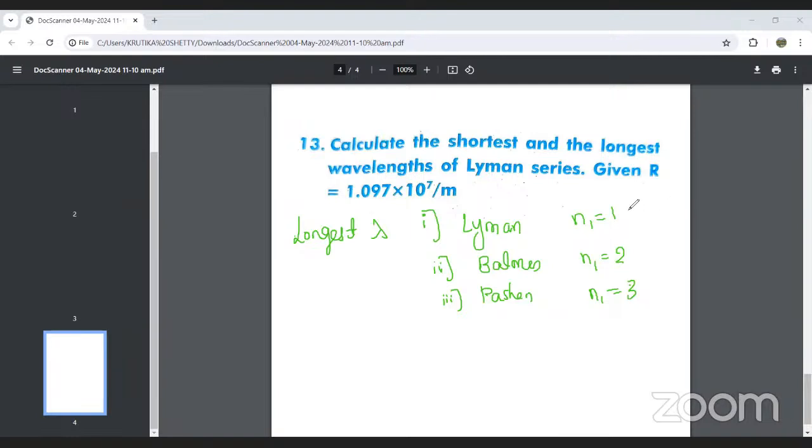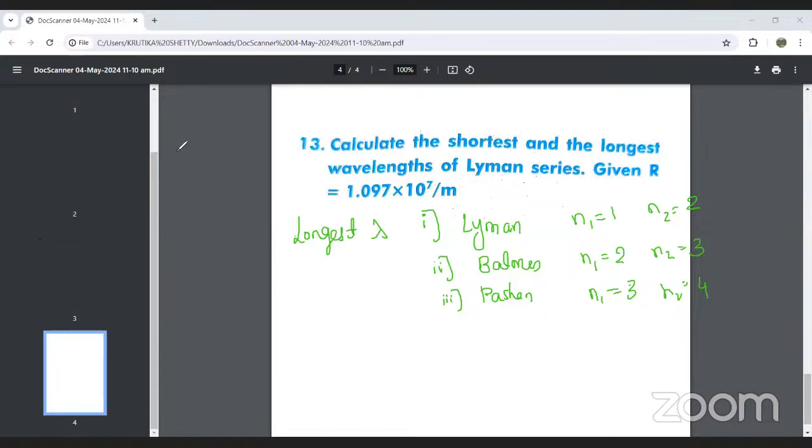So for the longest wavelength, what you have to do, that is n2 is equal to... Here it is 1, means here 2 will come; 2 means here 3 will come; 3 means here it is 4. Okay, so like this you have to calculate the longest and the shortest wavelength. The formula you already know.